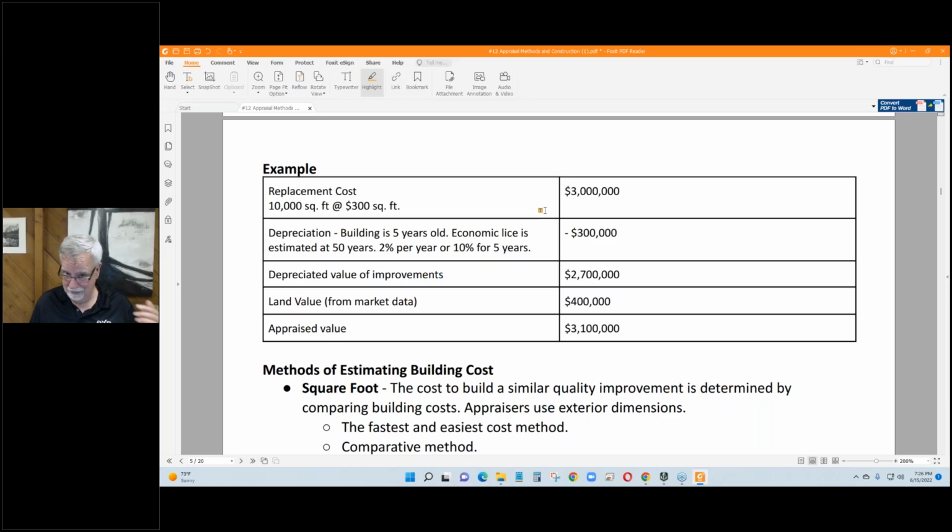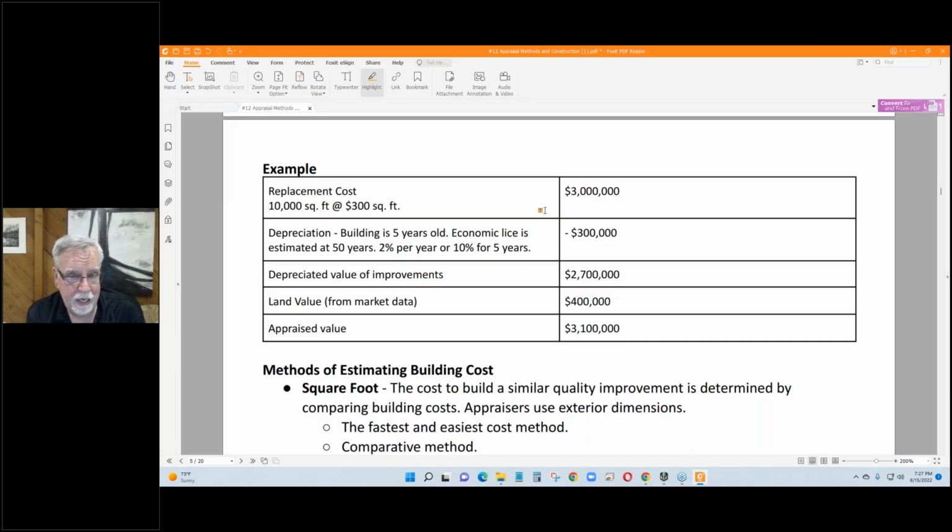But our building isn't new. It's 5 years old. And let's say buildings like this have an economic life of about 50 years. That means on average, the building is losing 2% a year in terms of its value. That's how much it's depreciating, because 2 times 50 is 100. So if the building is 5 years old and it loses 2% a year, it's lost 10% of its value. And 10% of $3 million is $300,000. So we subtract the $300,000 for the accrued depreciation of the building.